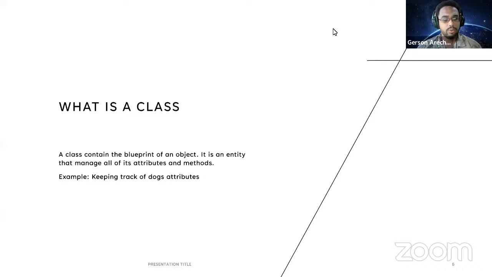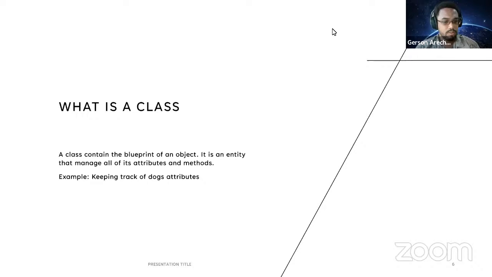All right, so let's go with the first concept. What is a class? A class contains the blueprint of an object. It is an entity that manages all of its attributes and methods. For example, we have a class called dogs, and it will keep track of all the attributes of a dog. If you want to create a blueprint of a dog, you will list out its properties.